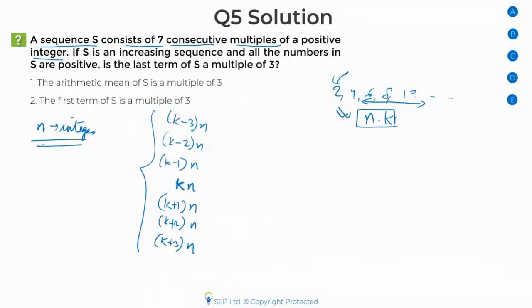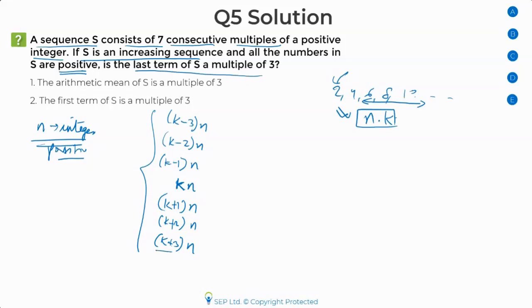Okay, so I've written this down. And they're telling us an increasing sequence. So I've written it in the form of an increasing sequence only: minus 3, minus 2, minus 1. So that's not a problem. What I need to find out is, and the good thing is they also tell me that n is positive. I need to find out whether the last term of S is a multiple of 3.